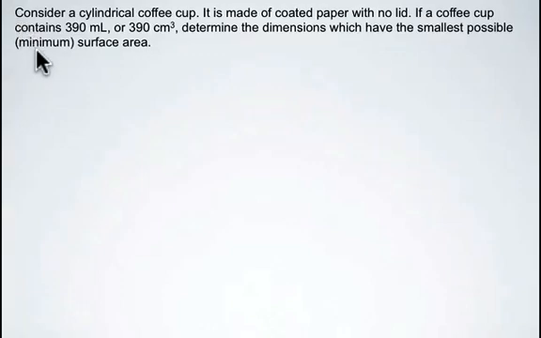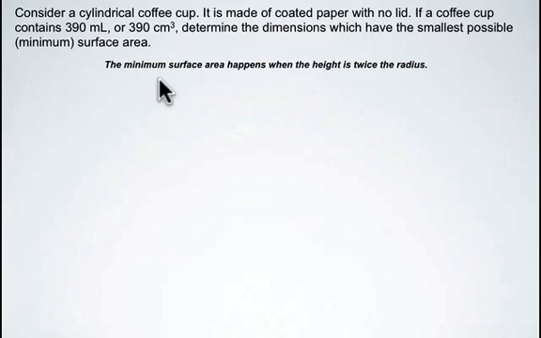In this example, we're considering a cylindrical coffee cup made of coated paper with no lid. If a coffee cup contains 390 milliliters or 390 centimeters cubed, we're asked to determine the dimensions which will have the smallest possible surface area for the cup itself. Now, the minimum surface area for a cylindrical object happens when the height is twice the value of the radius.